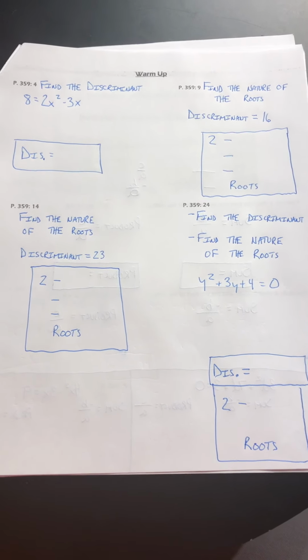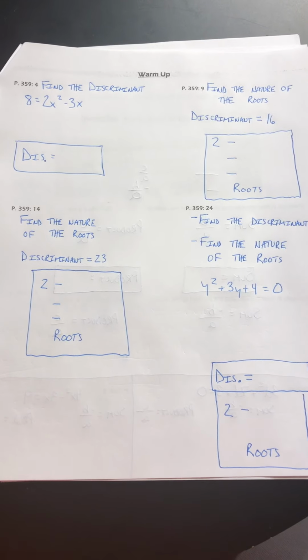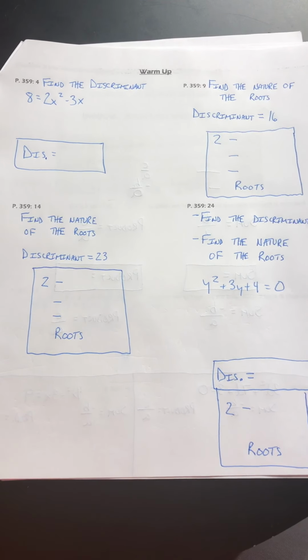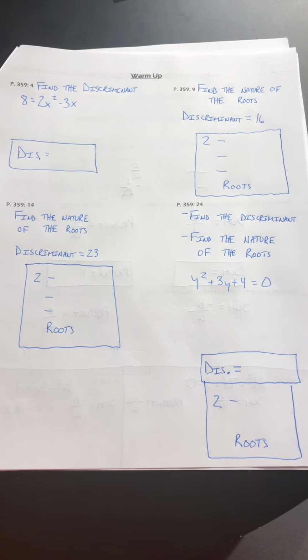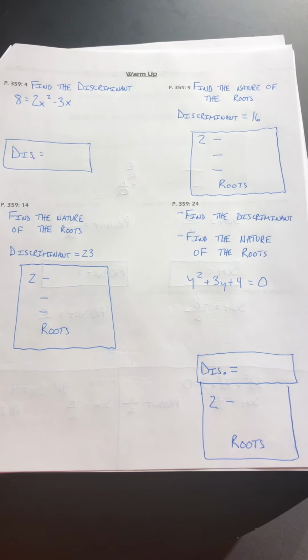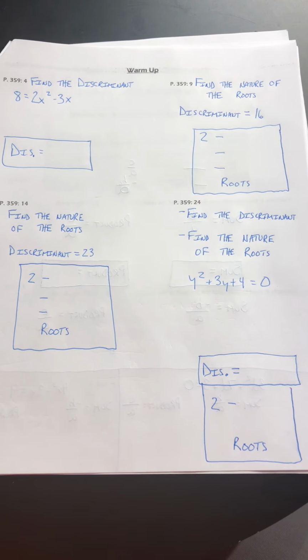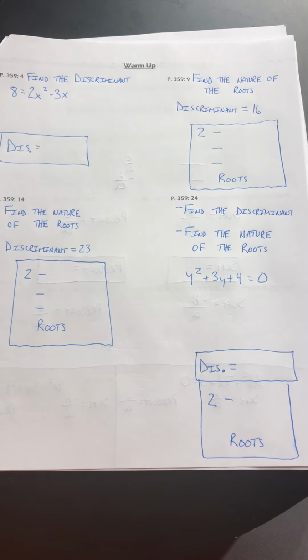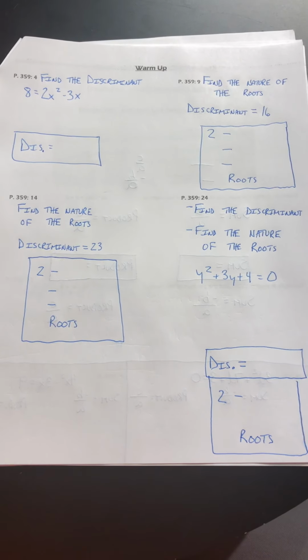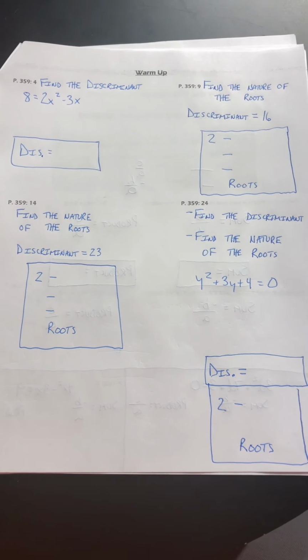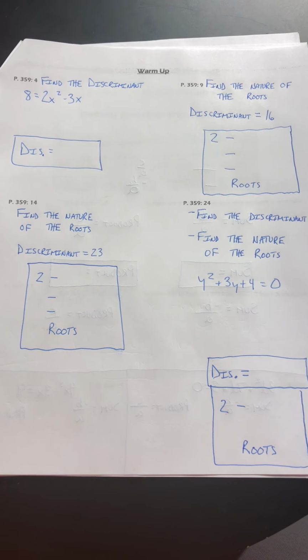If I look at page 359, number 4, you're going to find the discriminant given that equation: 8 is equal to 2x squared minus 3x. For the next one, page 359, number 9, you're going to find the nature of the roots. They give you the discriminant, which is 16. You have to use the table and find out the nature of the roots.